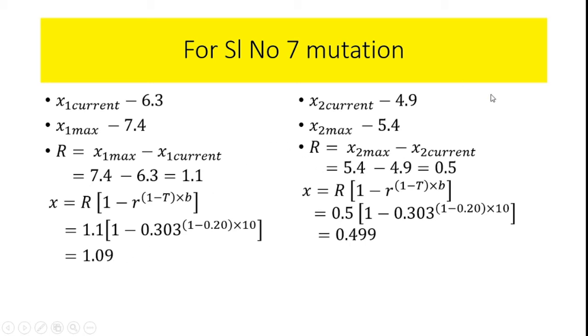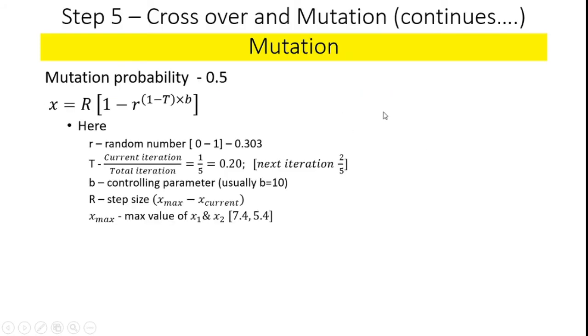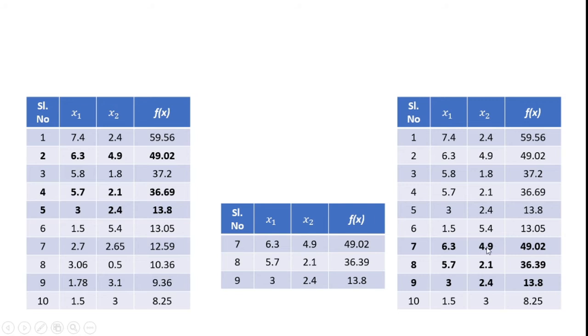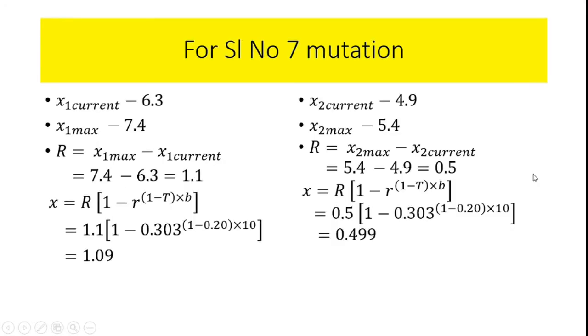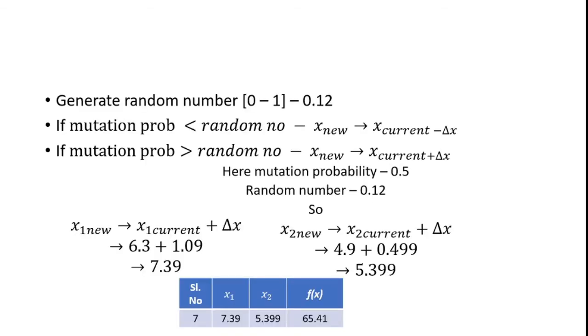Similarly, I substitute the values for x2. Here also you may check x2 current for the 7th point, which is 4.9, and according to the table 5.4 is the maximum. So x2 max is 5.4 and x2 current is 4.9. From this I got 0.5 as the step size. Here I utilize the same random number, the same capital T, and the same b. I substitute the values and finally get the value of delta x for x2.